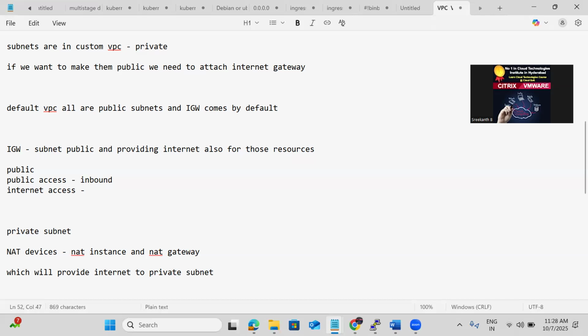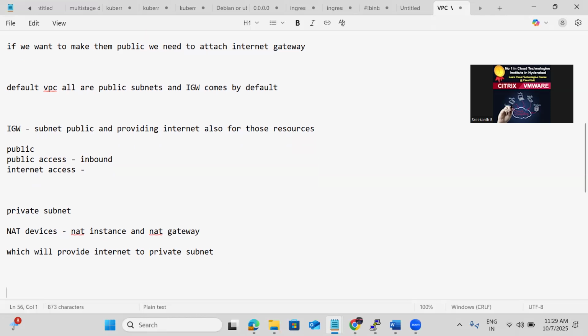What is the difference between NAT gateway or NAT devices and internet gateway? NAT devices, NAT instance, will provide internet to private subnets only. What is it not providing? It's not providing public access to the subnets.